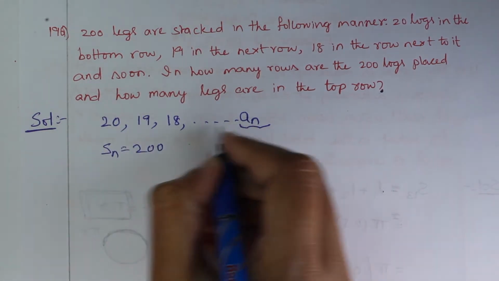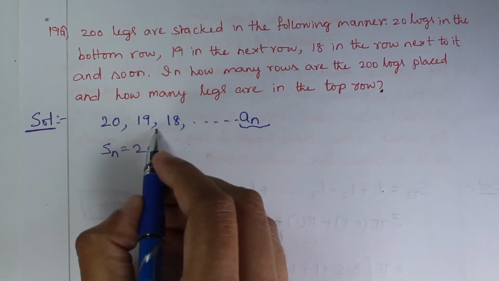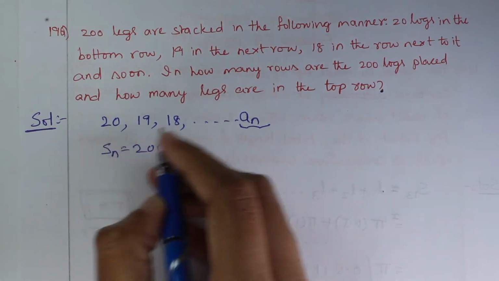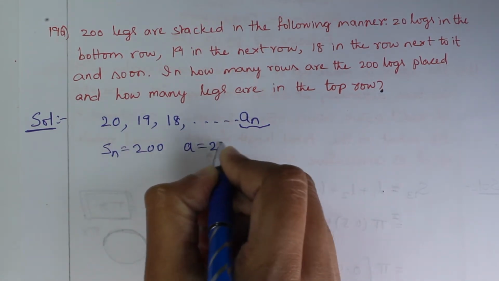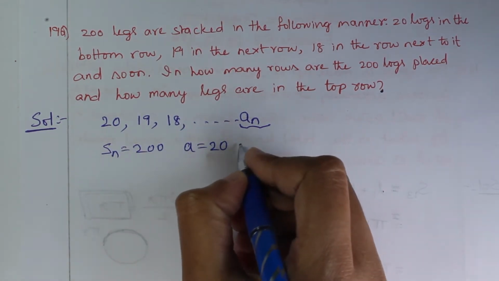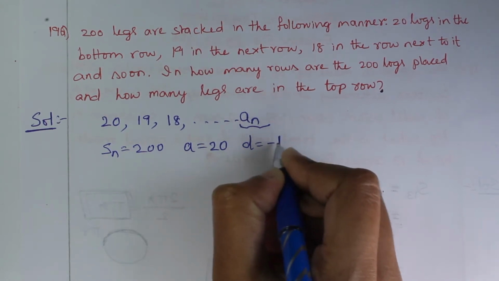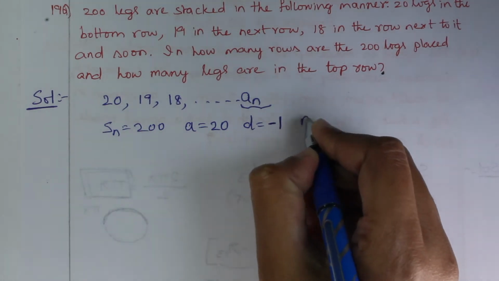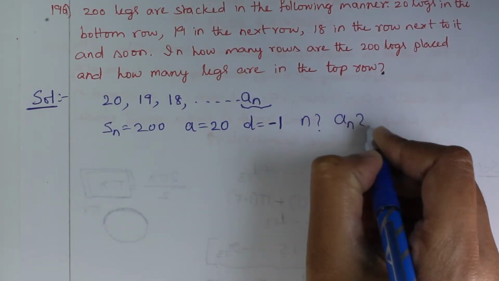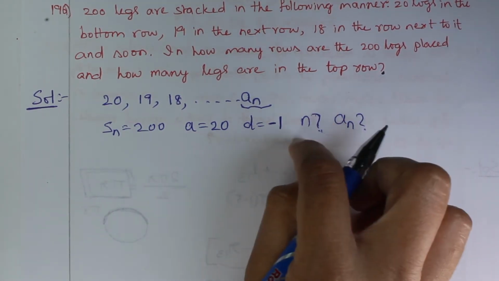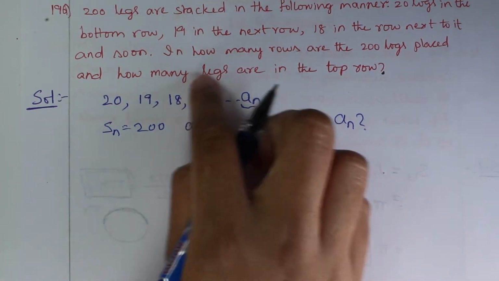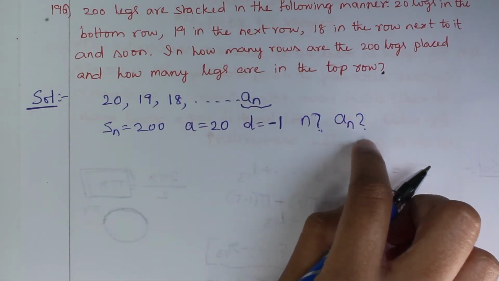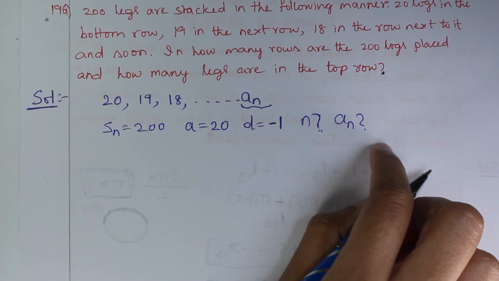This is an arithmetic progression series. Why? Because each number is getting decreased by 1. So a is 20, that is the bottom row logs, and d becomes minus 1, that is the common difference. Now we have to find out n and an. That is the number of rows in which the logs are placed and how many logs are there in the top row, that is the an value. So these are the numbers we have to find out.